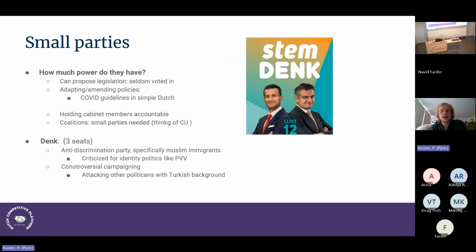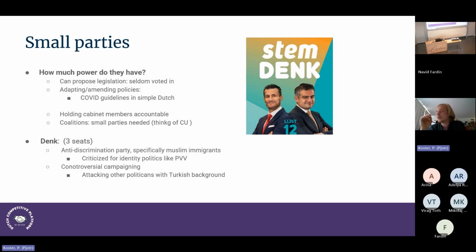And oftentimes people just say small parties don't really have that much power. And in some sense, this is true, and in some sense, this is not true. So, for example, technically when you are a small party, every single person can propose legislation. However, this is seldom voted in.